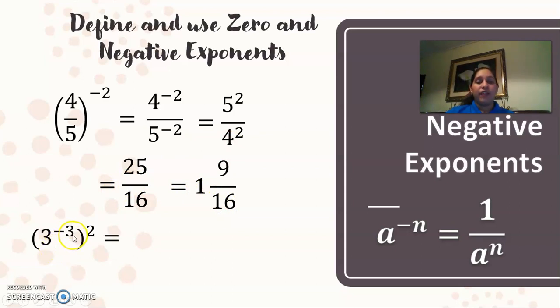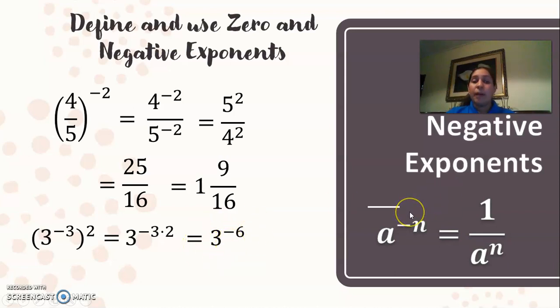3 raised to the power of -3, and this is all raised to the power of 2. I apply my power of a power property that tells me that I'm going to multiply my exponents. -3 times 2. Multiplying this, how much is -3 times 2? Well, it's -6. So I have 3 raised to the power of -6. And can I simplify this more?